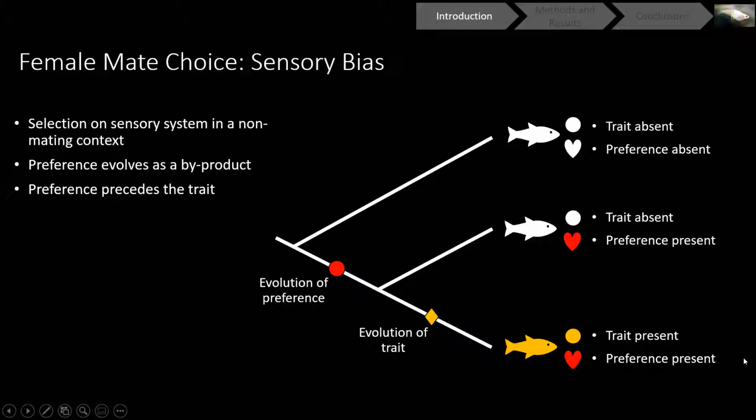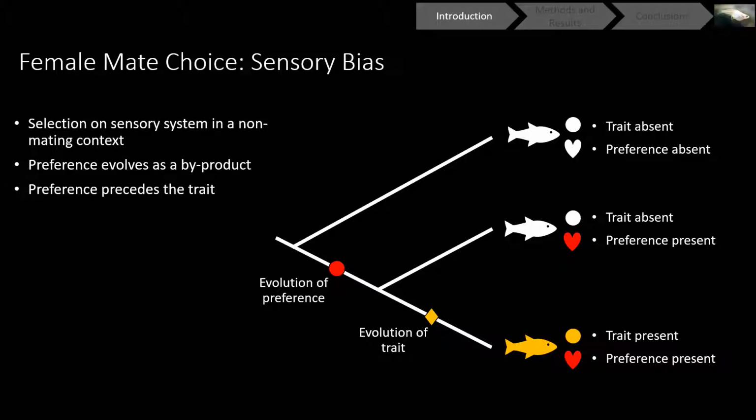And so we can imagine three classes of different species. We can have some species where the trait and preference are both absent. We can have another subset where the trait is absent, but the preference is there. And then finally, some species where both the trait and the preference are present.